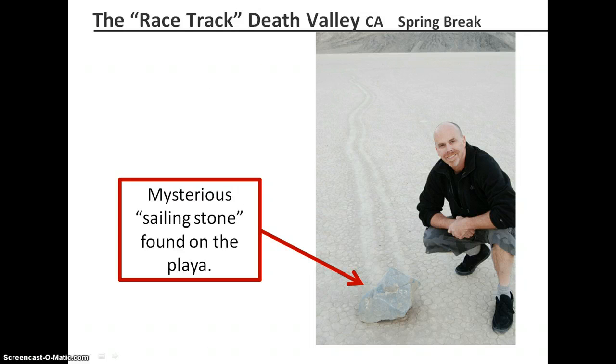Here's our second rock, a mysterious sailing stone found on the playa of the racetrack in Death Valley. It was there over spring break. No one really knows how they move. There's no video of these things moving, a lot of hypotheses on how they move around, but no one's actually seen one move, but they leave these mysterious trails.